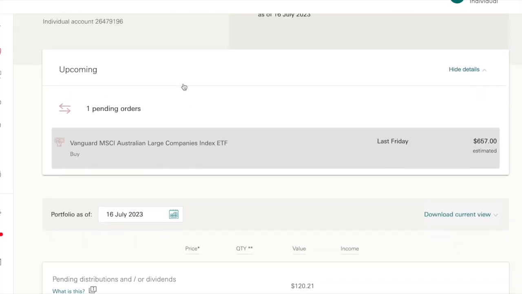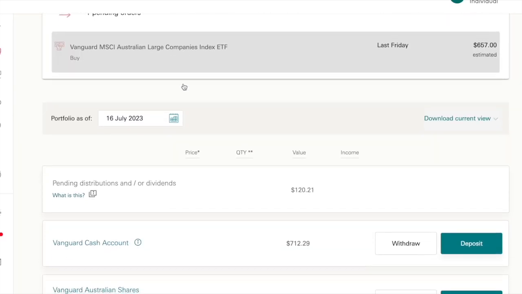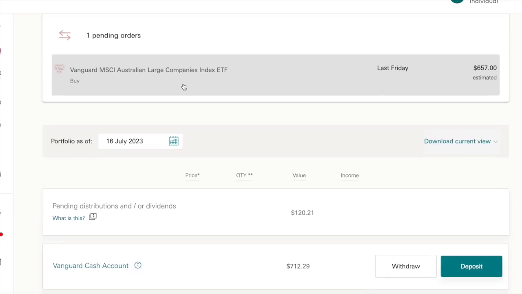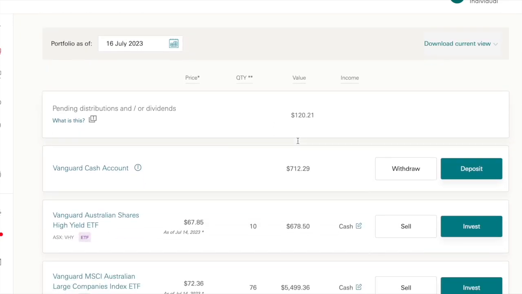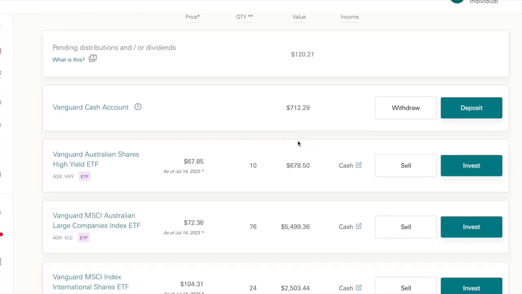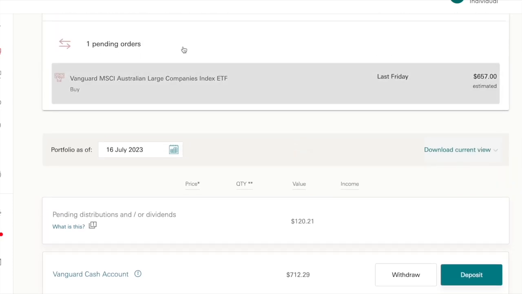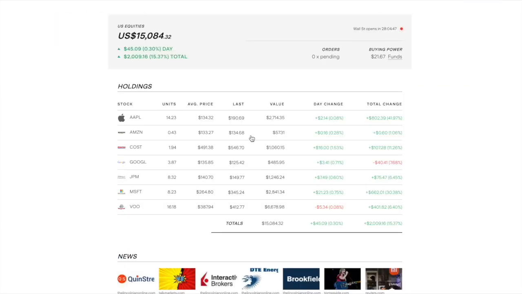That is the same with my Vanguard position. I'm now starting to get larger dividends, as you can see, with this $120 coming in, and each quarter that should continue to grow. The more I can grow these positions, the more stable passive dividend income I can get while still growing my capital gains. So one day, if I want to draw this money out, I can use it towards something like a house deposit or any future needs.